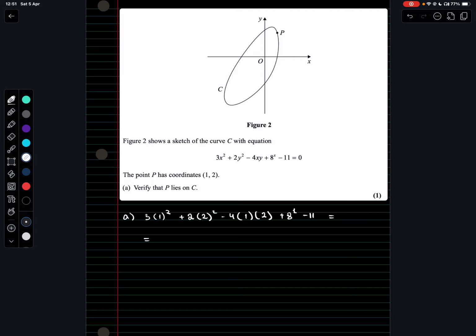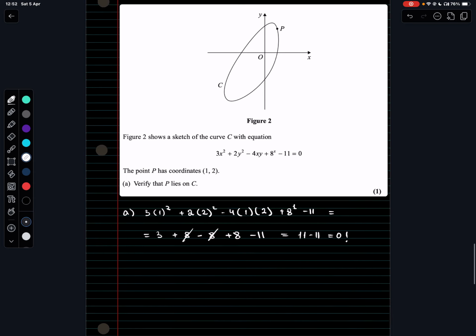Let's see if this is equal to 0. Left hand side: 3 plus 8 minus 8 plus 8 minus 11. The 8s cancel. That's basically 11 minus 11. That is 0. So that's how we justify it. So this point is on the curve.